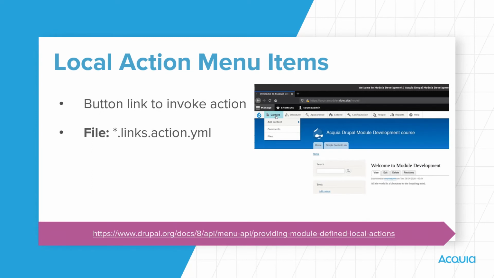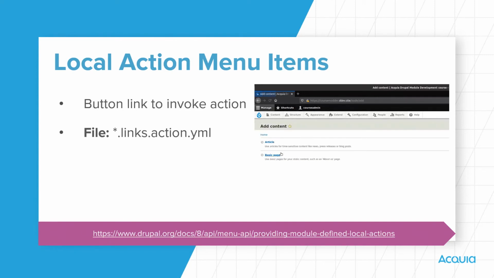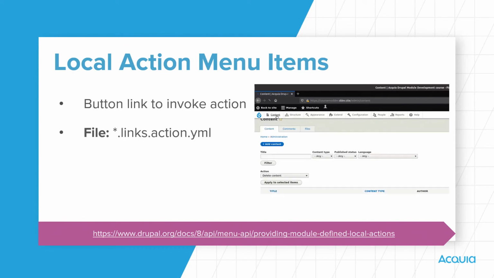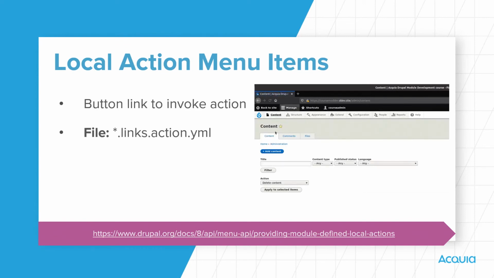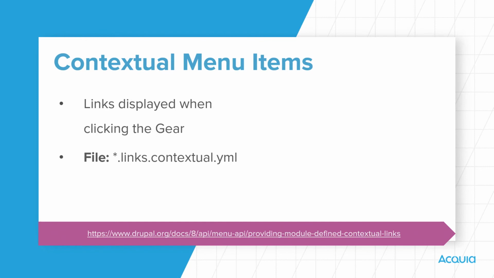Another menu item type is local action. These are similar to local tasks, except local action menu items are meant to conduct an action rather than display information. As a rule of thumb, local action menu items are often rendered as a button link. An example of this is the Add Content link that displays on the content administration page. Local actions are placed in a links.action.yaml file.